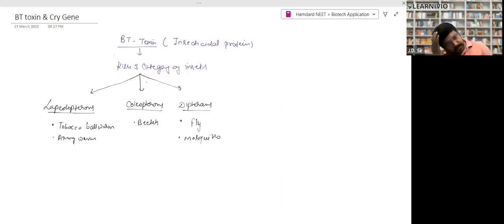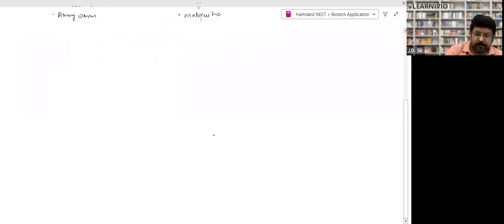Is that clear? Please note it down this way only. This is the way to prepare notes for the medical exam. Note it. Again, one more important thing.